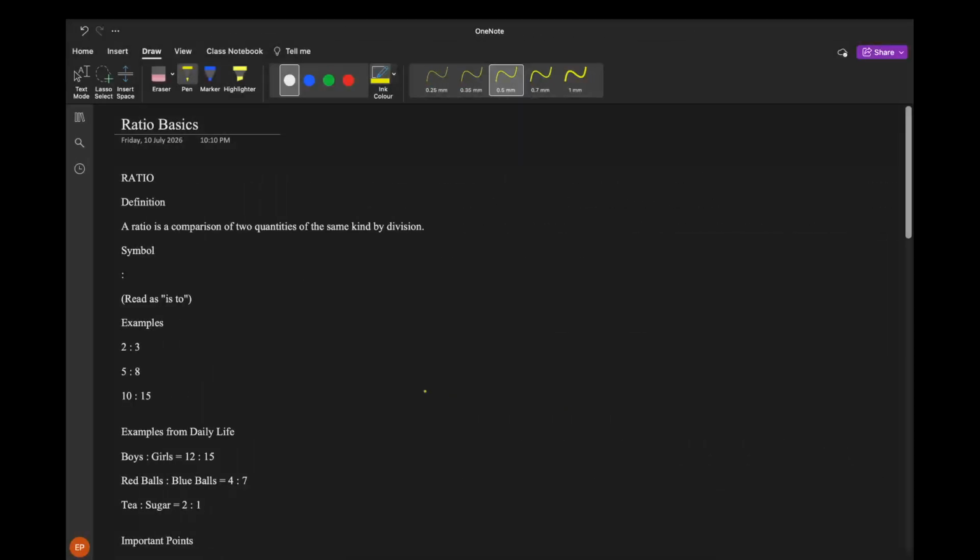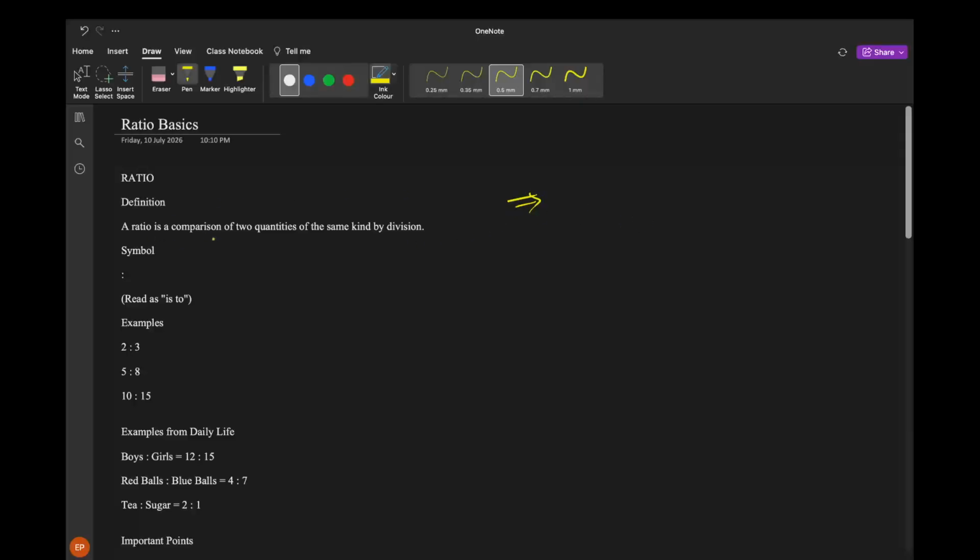Hello everyone. In this video, we'll see ratio basics. The definition says a ratio is a comparison of two quantities of the same kind by division. Don't get scared by seeing the definition. I will simplify it. Basically, what does it mean?